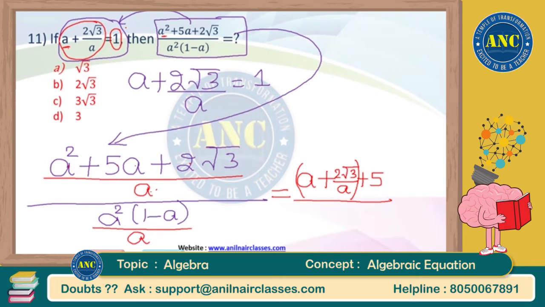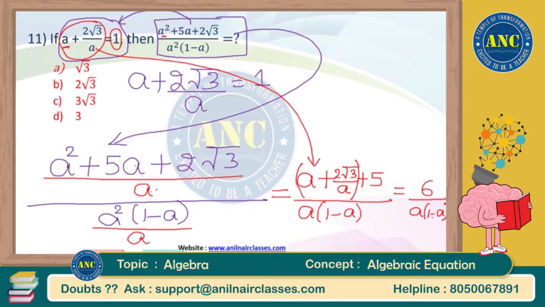How beautifully you can think, sir. What is stopping you to think like this? You should practice. Practice will only make you think like this. Now, a square by a is a into 1 minus a once again. That means the numerator is this bracket term, which according to the question has value 1. 1 plus 5 is 6. Numerator is 6. Denominator is a into 1 minus a.